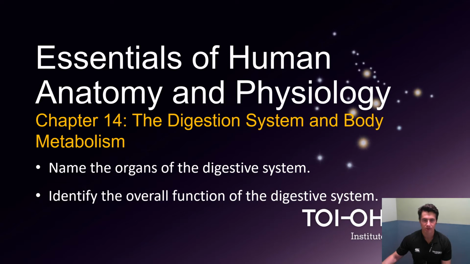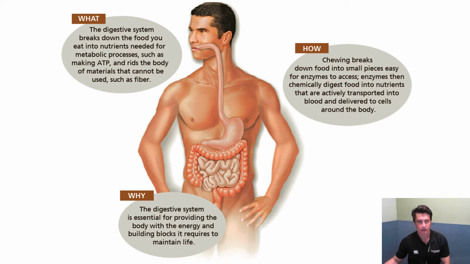This week we're going to jump into the digestive system, and we're also going to look at the different energy systems that we use to regenerate ATP, which is our energy currency of the body. If we look at the structure and functions of our digestive system, it breaks down food that we eat into nutrients that we need for metabolic processes, mainly for making ATP. But it also gets rid of materials that can no longer be used by the body, such as fiber.